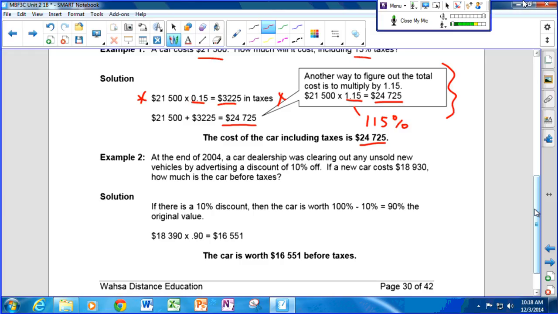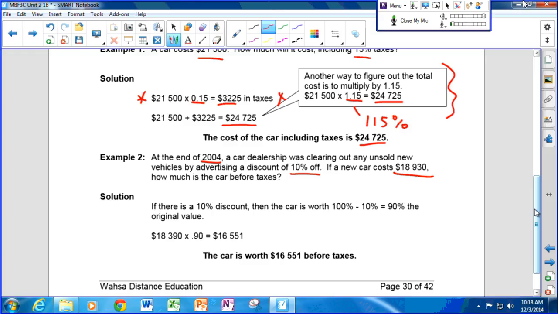So they're going to give us a little discount, I think. At the end of 2004, that was a long time ago, they're clearing out any unsold new vehicles by advertising 10% off. So there's your new car, $18,930. How much is the car before taxes?